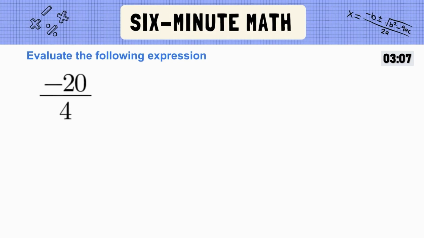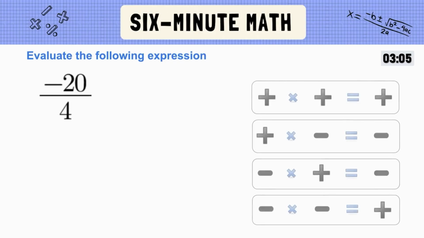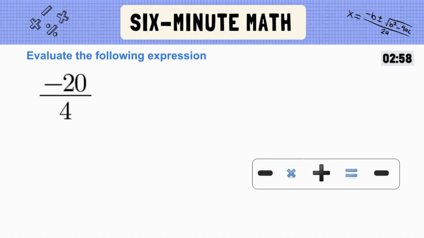Let's evaluate -20 divided by 4. I have a negative divided by a positive, meaning my result is going to be negative. And 20 divided by 4 is 5, resulting in -5.